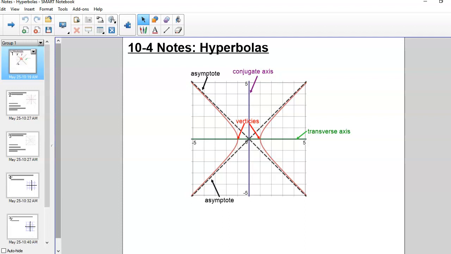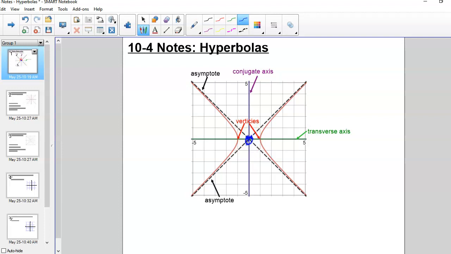A hyperbola also has what we call a conjugate axis and a transverse axis. The transverse axis is going to go through the two vertices. The conjugate axis doesn't actually touch the graph at all, but it goes halfway between the vertices. It doesn't touch the vertices, but it's halfway between there. Also, I did not mark it, but the center of this hyperbola would be right here in the middle, halfway between those vertices. So we're going to learn several things about finding different things about a hyperbola.